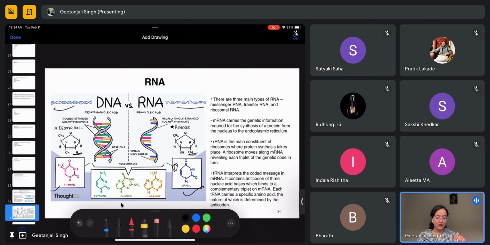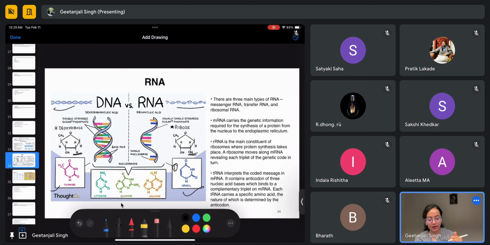tRNA interprets the coded message in mRNA. It contains the anticodons of three nucleic bases which bind to the complementary triplet of mRNA. Each tRNA carries a specific amino acid, the nature of which is determined by the anticodon. Each amino acid is coded by a triplet, three nitrogenous bases. They code for a particular amino acid. We'll talk about it more in translation and transcription.